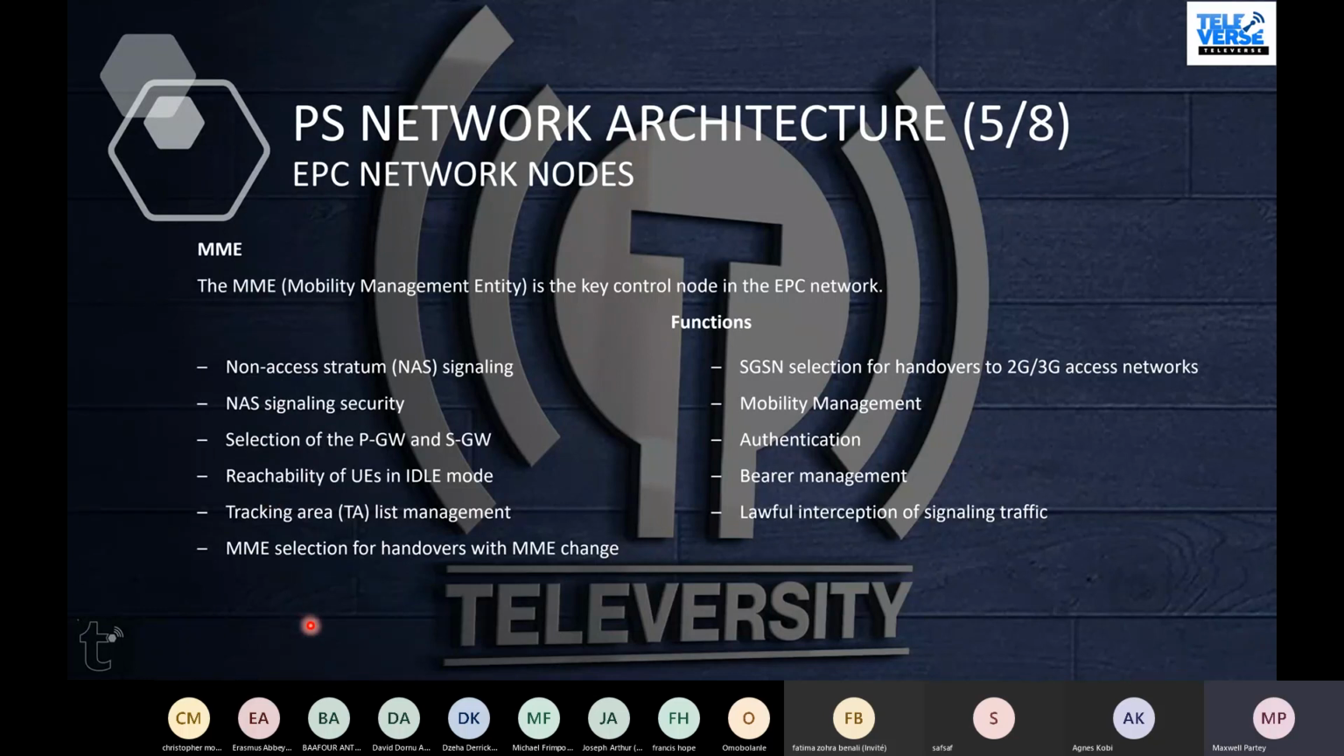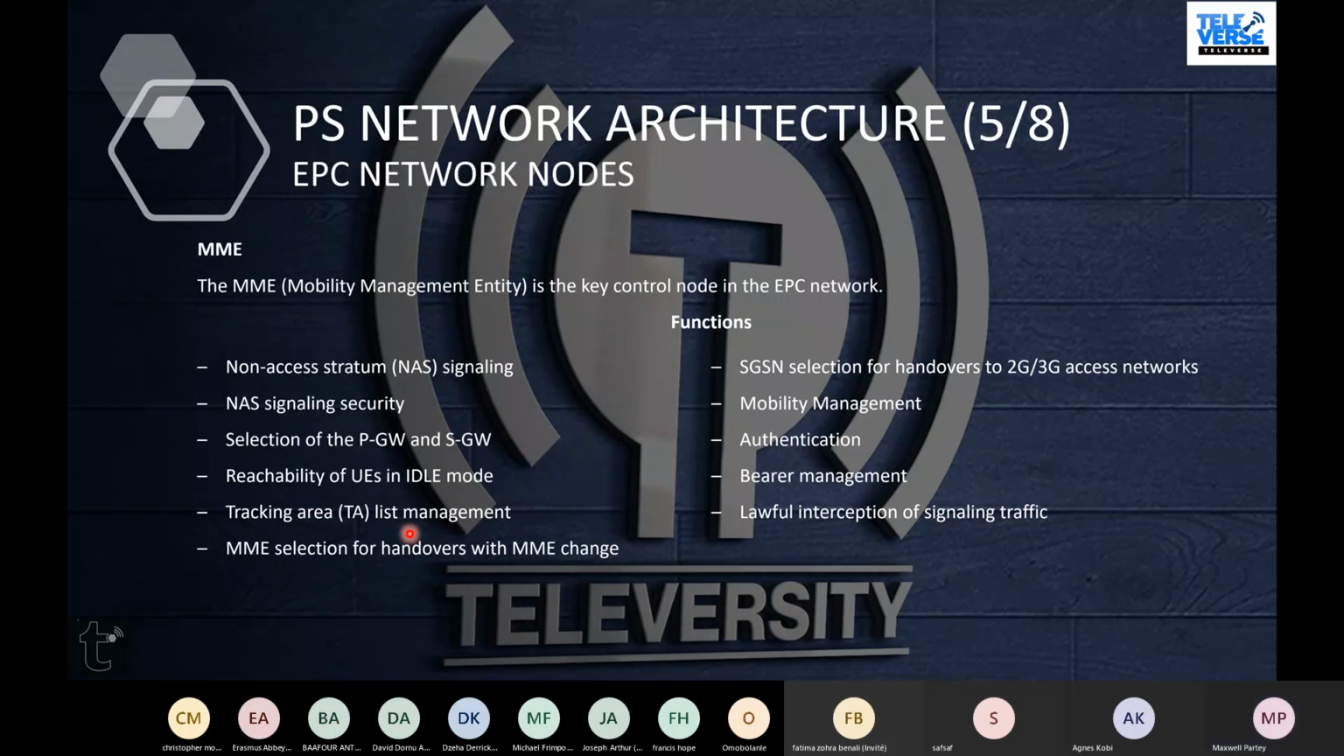Then the tracking area or TA list management is also handled by the MME. We will talk more about it tomorrow. TA is just the tracking area, whereby we've subdivided the whole PLMN or the whole packet core network into small areas. So a subscriber moving between these tracking area lists would have to inform the network when he moves to a new location. So that is also handled by the MME.